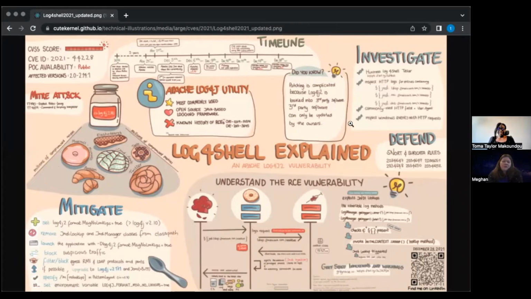Excellent. So in your technical illustration, Log4Shell Explained, when you researched this CVE around the different aspects about the Log4j framework, were there any particular elements that you learned during your research that led you to a deep dive and made it into much more of a technical visual?